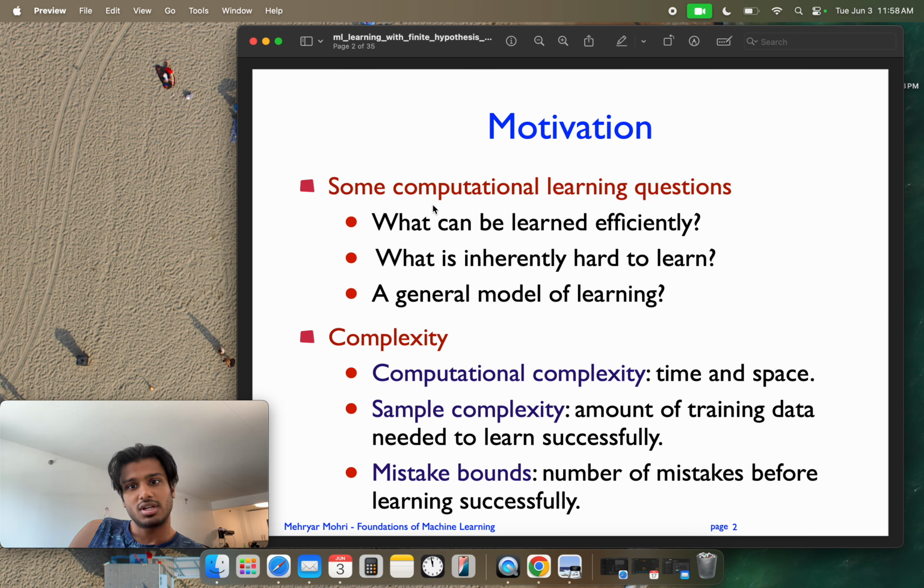Some computational learning questions: what can be learned efficiently? What is inherently hard to learn? And is there a general model for learning? Computational complexity could be time and space. Sample complexity could be the amount of training data that you need to learn successfully. And mistakes are the number of mistakes an algorithm is allowed to make before learning successfully. All of these could be notions of complexity in a machine learning scenario.